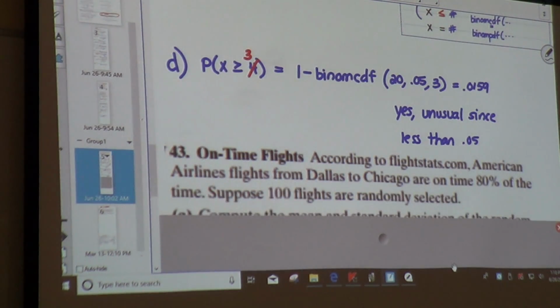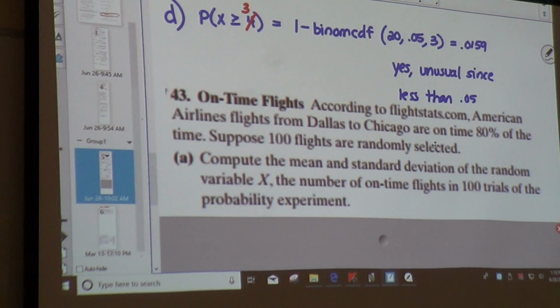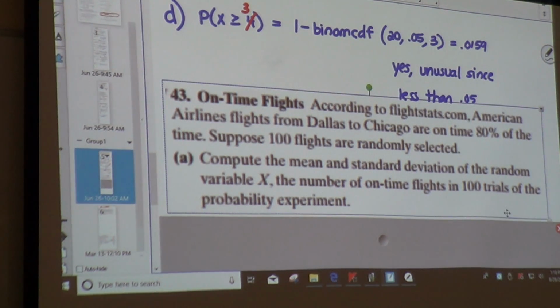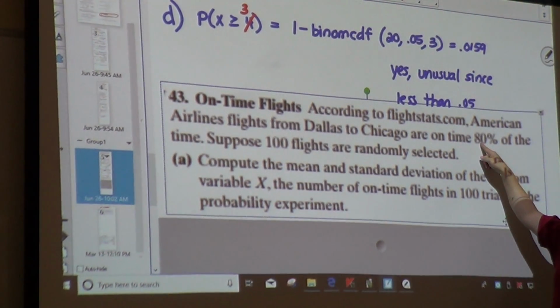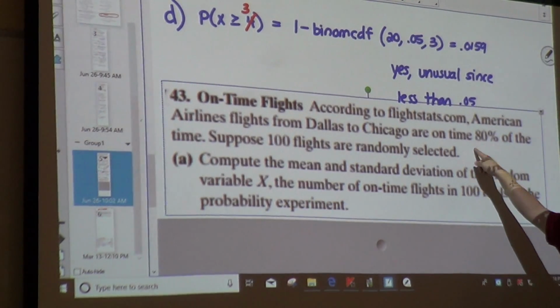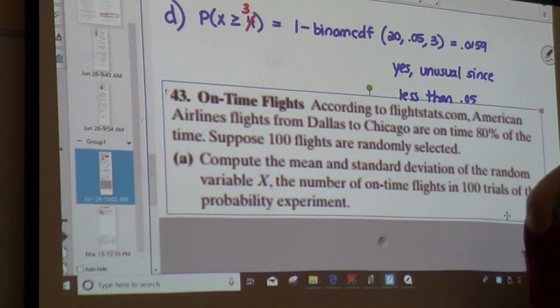All right. Now we have different numbers. 80% of the time, flights are on time. Suppose 100 flights are randomly selected. Compute the mean and the standard deviation. What does this represent? What letter? That's our P. What is this? N. Our N.